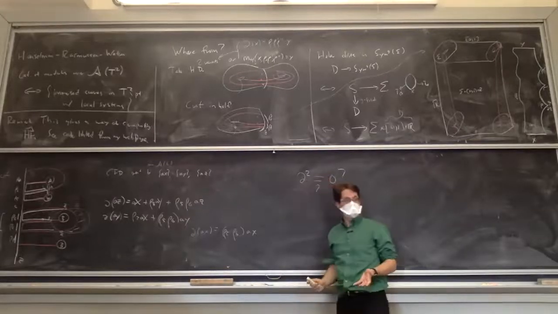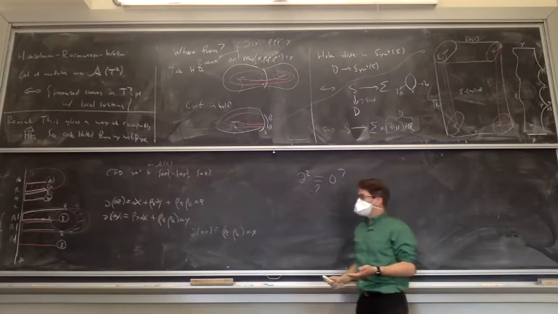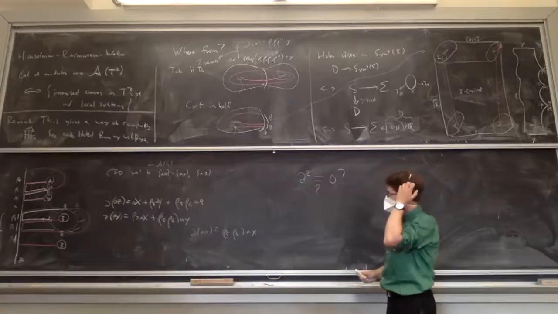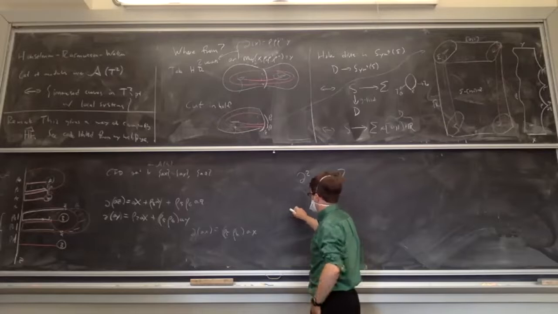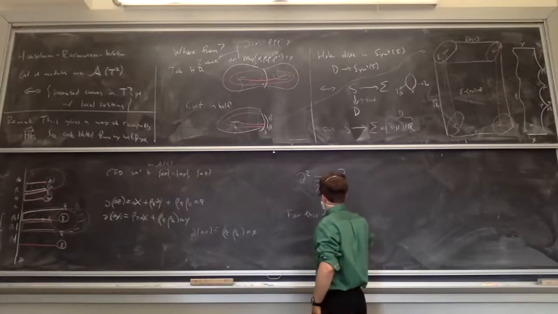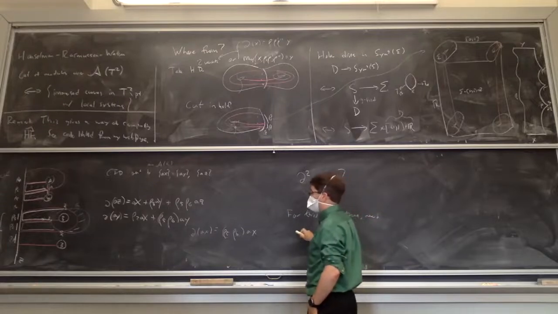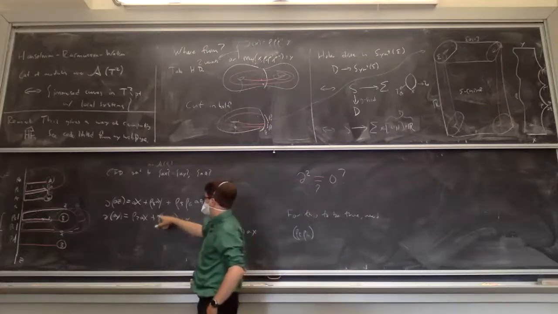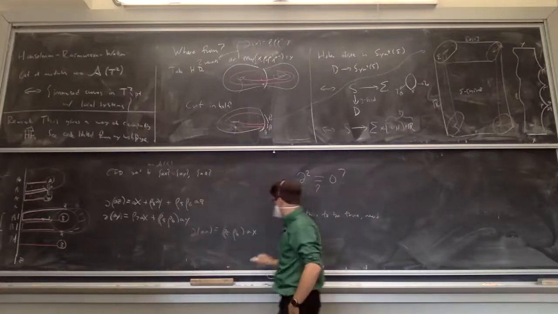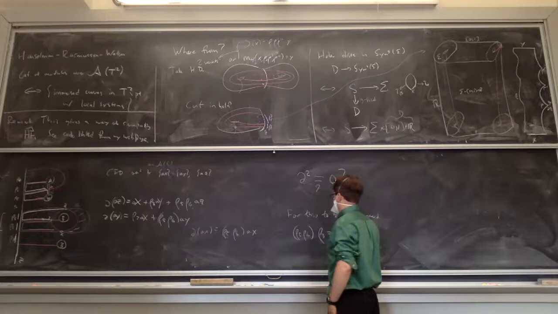And so now you ask, is d squared equal to 0? If we think about whether d squared is 0, we'll get some relations. For this to be true, we need some relations like row 5, row 6 times row 3 is equal to row 3 times row 5, row 6.